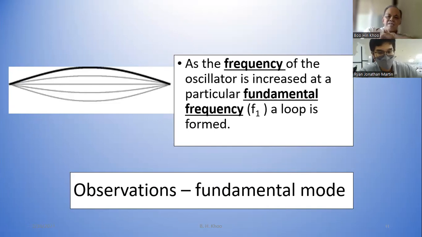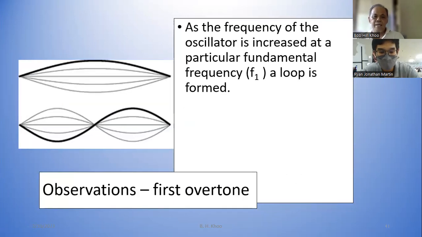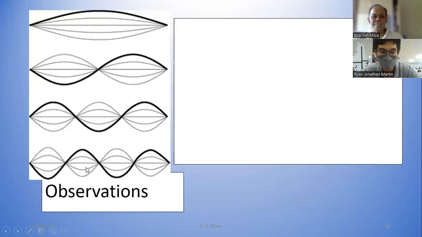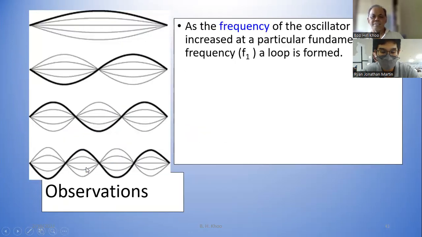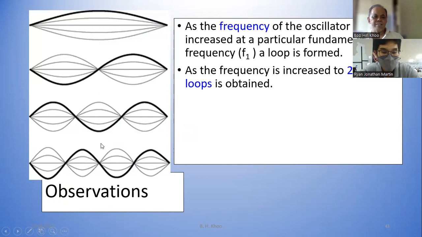As the frequency of the oscillator is increased, at a particular frequency called the fundamental mode, we will see a stationary waveform. We see one loop, right? Less than F1, we won't see any loop at all. And then if we increase the frequency, there's the first overtone, 2F1, and so on. We get 3F1, 4F1. You need to know how to draw also.